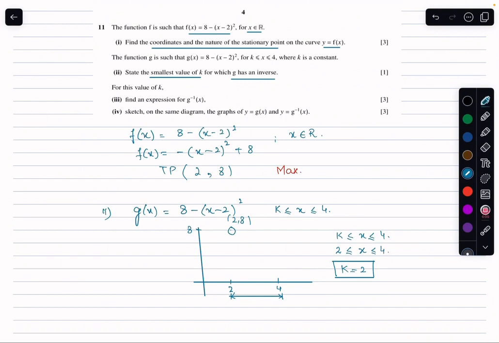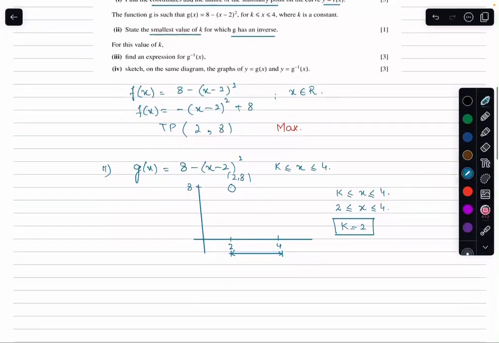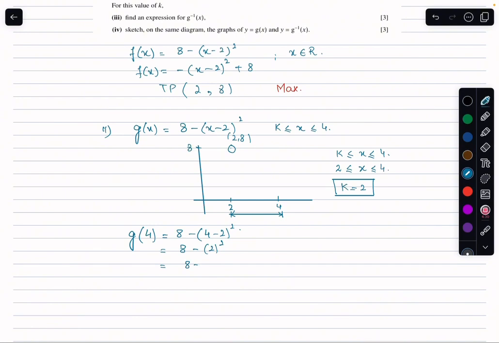Now find an expression for g inverse also. Now once we have the domain value, for x equal to 2, we know that the function value, or the y value, is 8. In the same manner, we can get the value of the function when x is 4, and I can see here that this becomes 8 minus (4 minus 2) the whole square, so that this is 8 minus 4, which gives me a 4 here. Meaning when x is 4, my y coordinate needs to be 4 also. That means this is how my graph shall be.